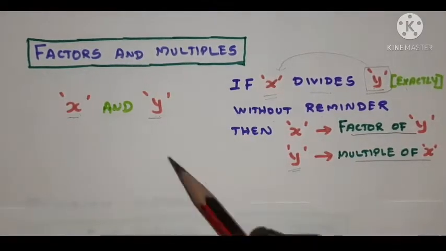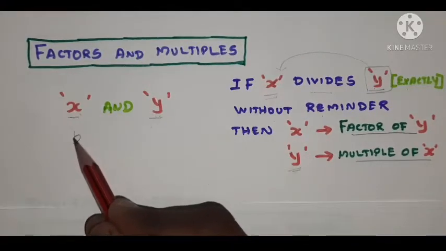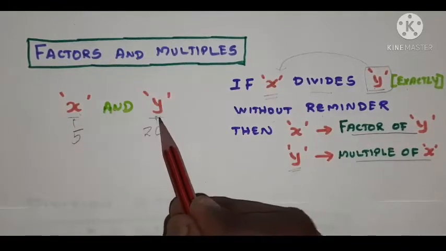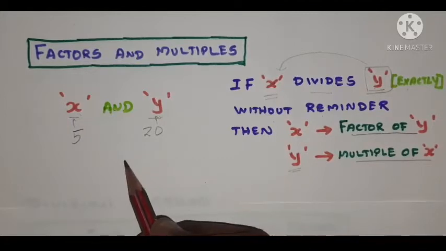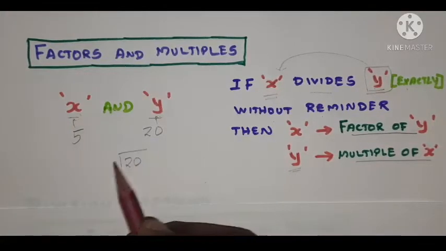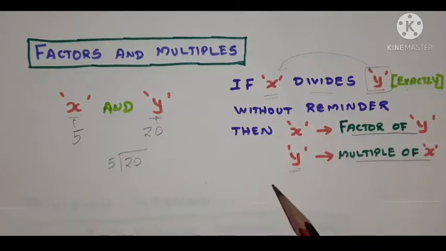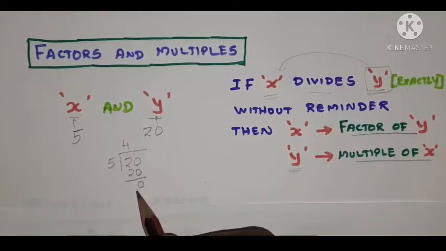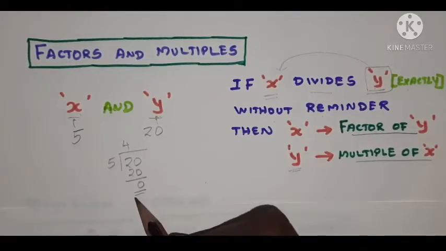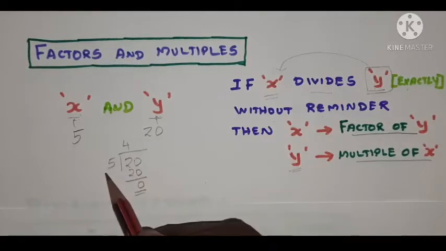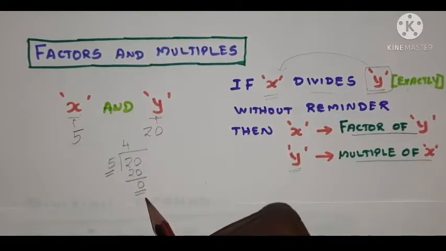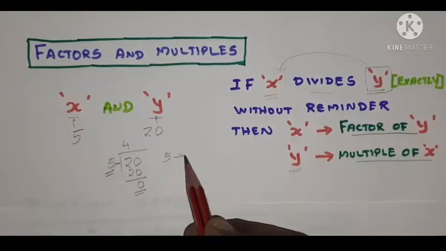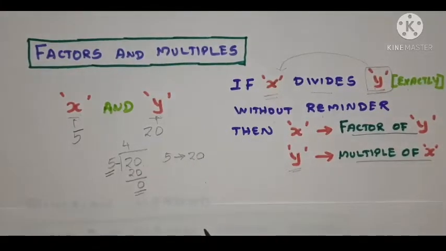Let us take one example. Just assume two numbers, 5 and 20. Let me take 5 as x and 20 as y. Now look here. If I divide 20 by 5, is it possible to divide? Yes, of course. 4 fives are 20, so we get a remainder of 0. That is what we mean by exactly divides. So 5 divides 20 exactly without any remainder, so we can call 5 one of the factors of 20.